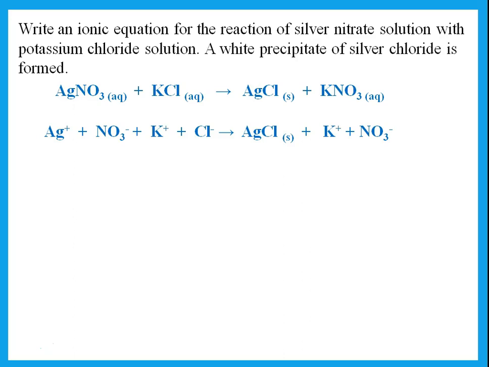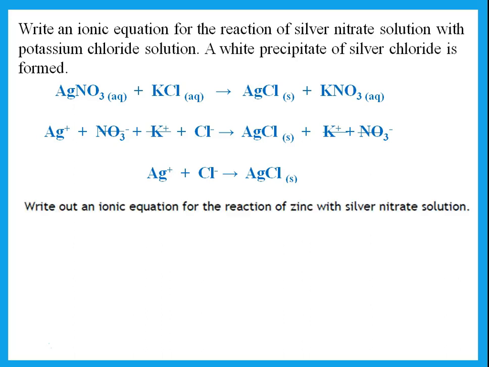The equation that we wrote at the beginning is already balanced, so I don't need to do anything to it. Now I cancel whatever is the same on both sides of the arrow. Nitrates are cancelled, K pluses are cancelled, and I end up with Ag plus plus Cl minus to give AgCl.